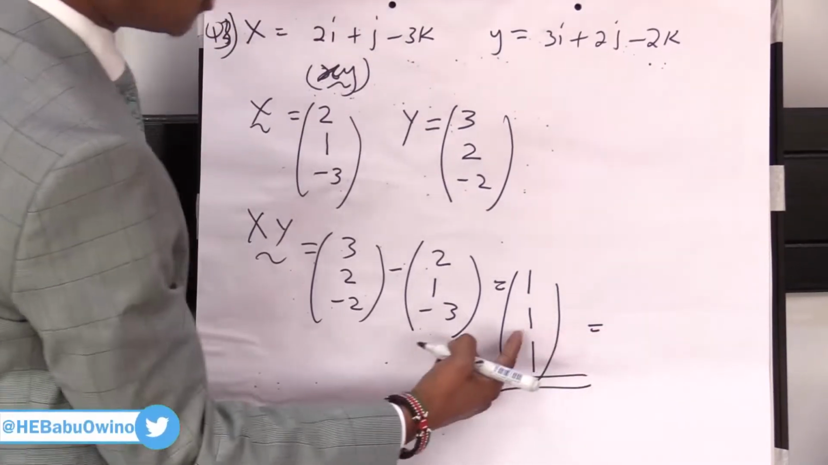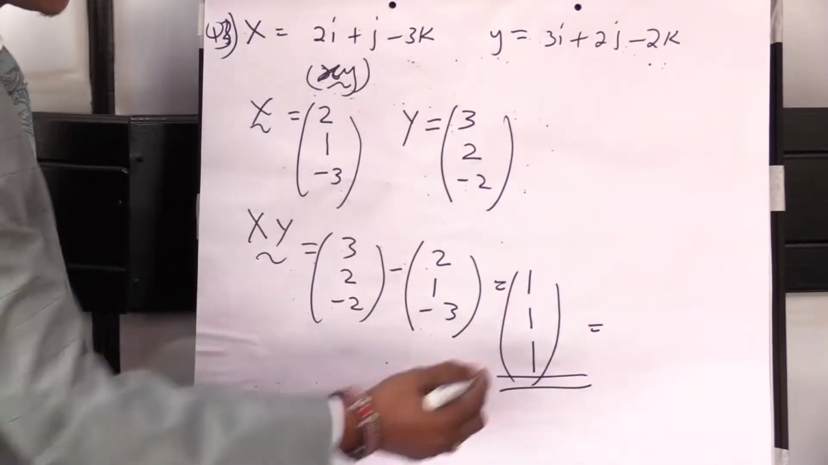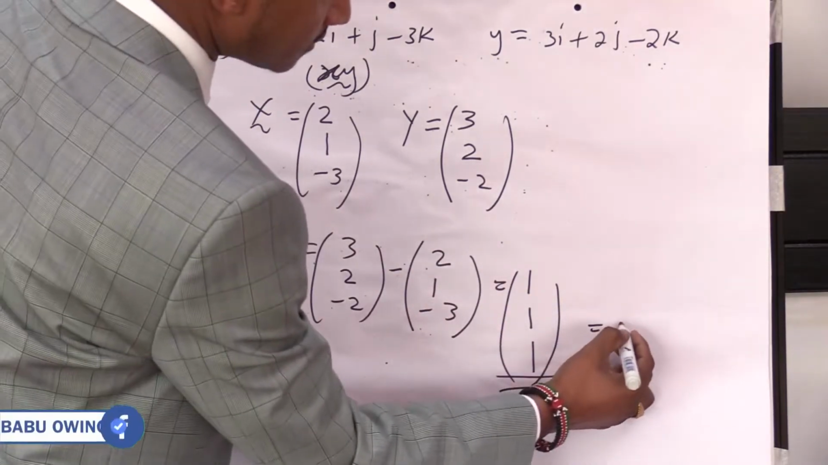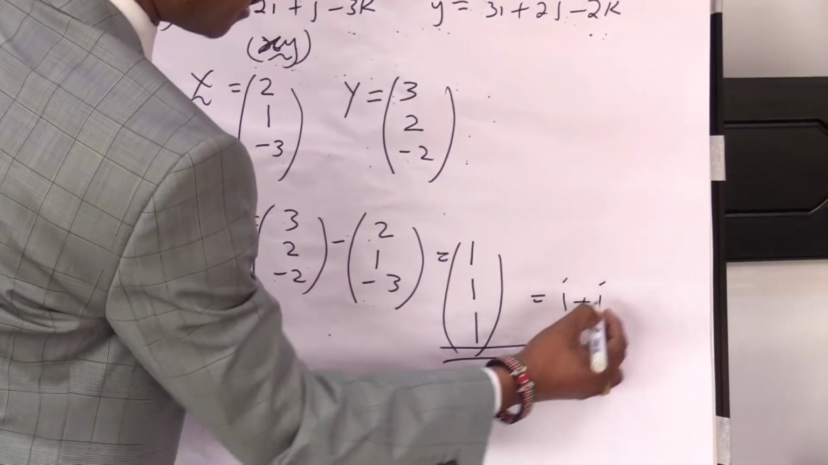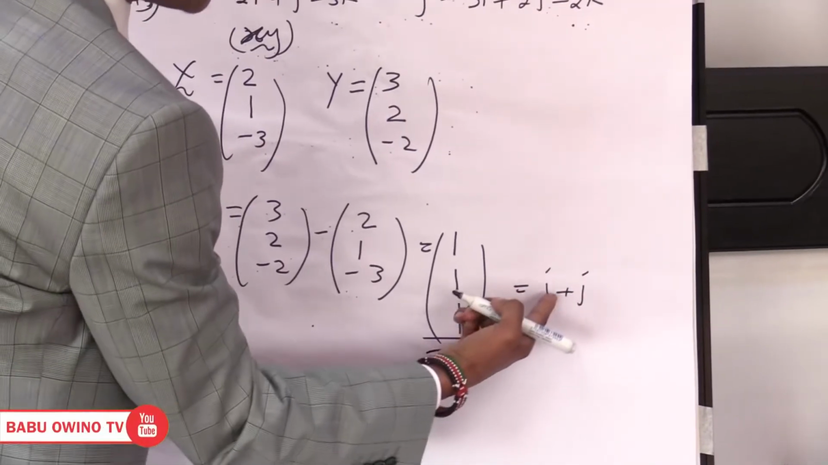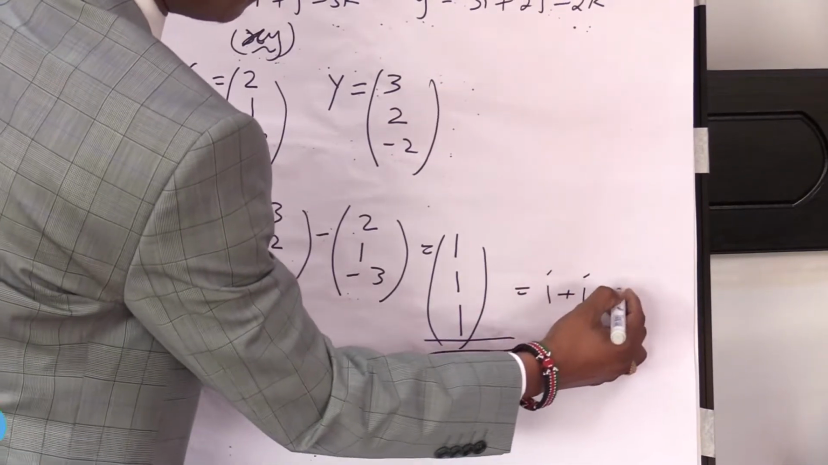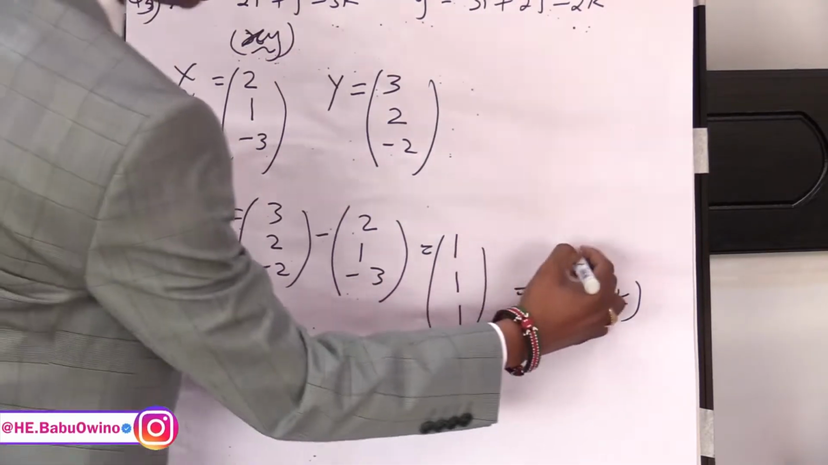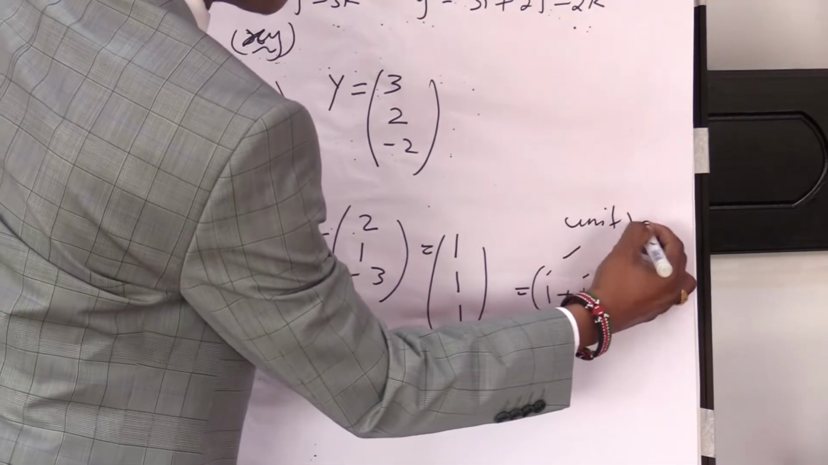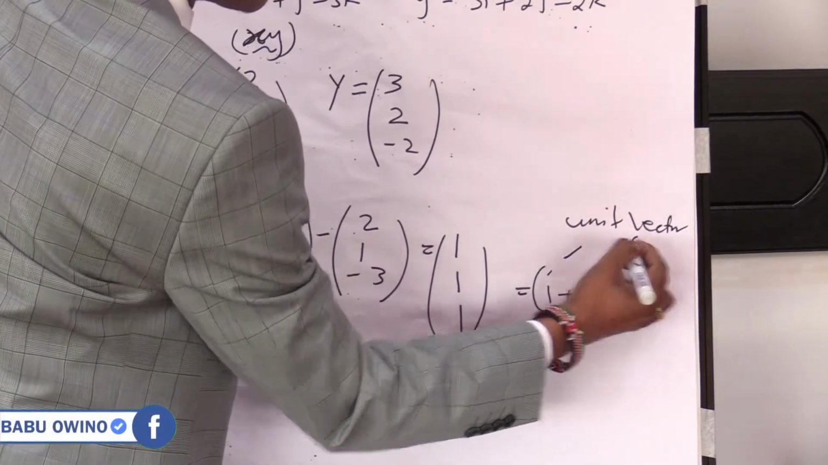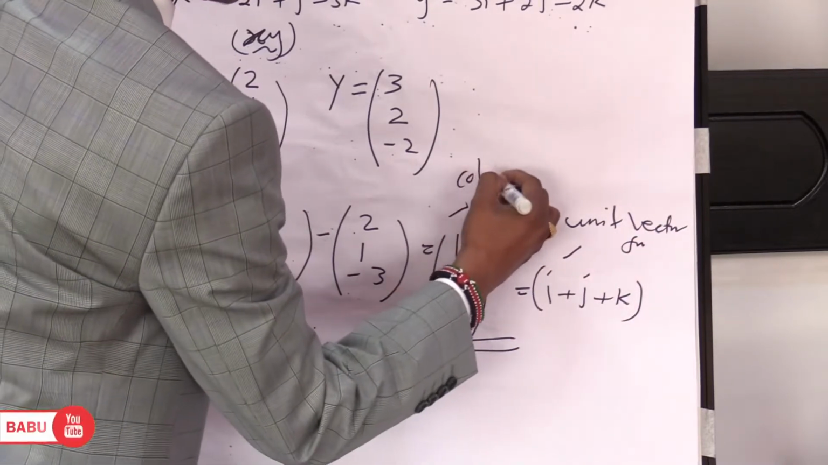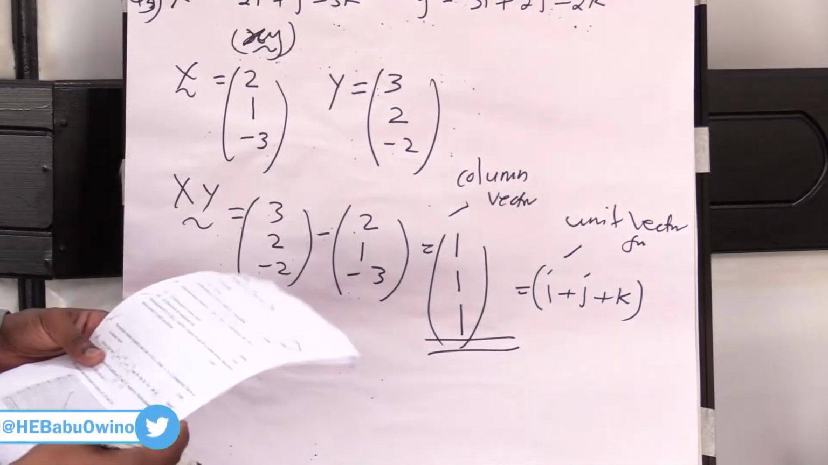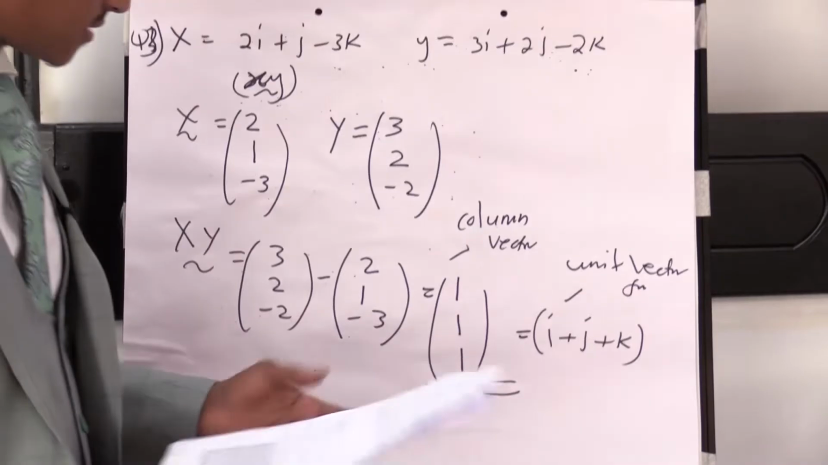This in unit vector form is our answer. So we are done with that question. But this in unit vector form is 1i plus 1j plus 1k, which is i plus j plus k. But in column vector form, this is the column vector. And we are done with that question, and you harvest your 3 marks.